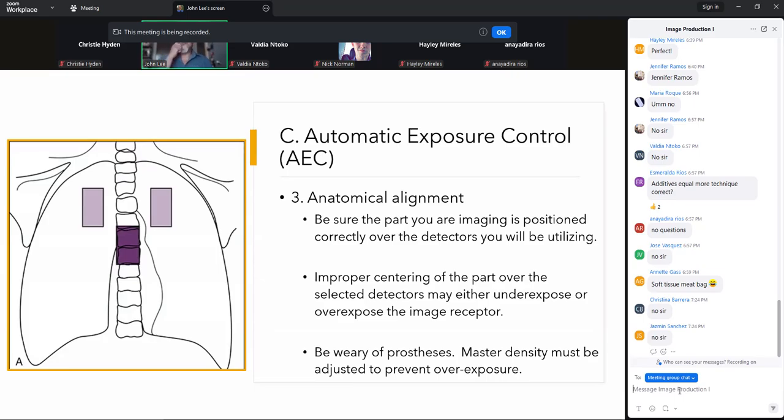So again, this just reiterates that whole point: making sure that whatever anatomy of interest is in the center or positioned over the cells that you are requiring. If you're doing a T-spine, of course you want the center cell. But if you're doing a PA chest x-ray, you want those two outside cells, not that center cell. So selection of the cells is going to be important as well.